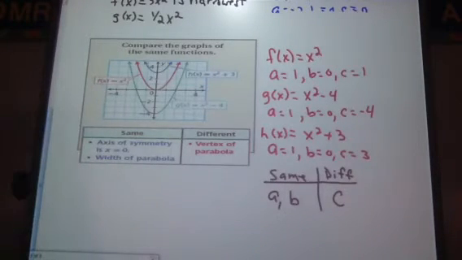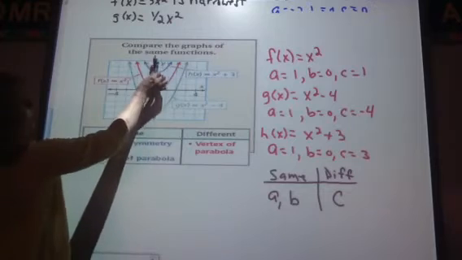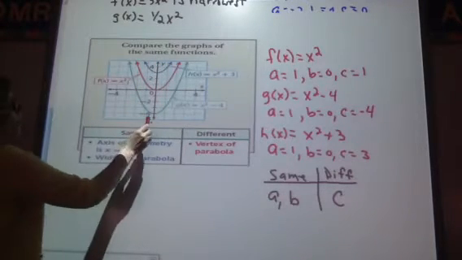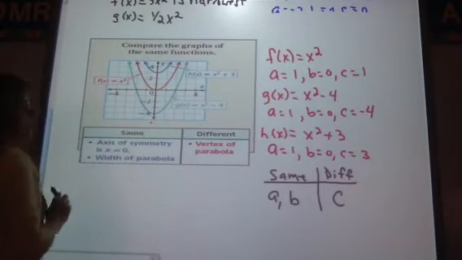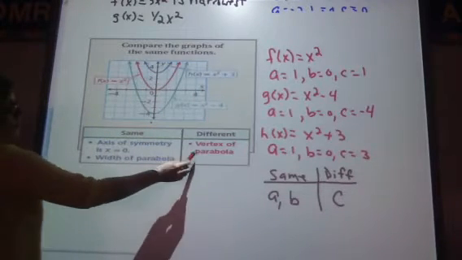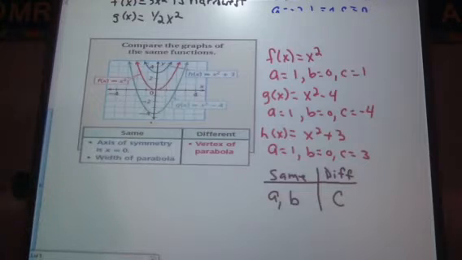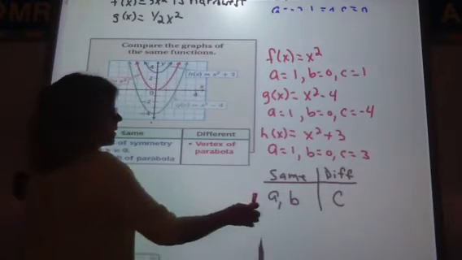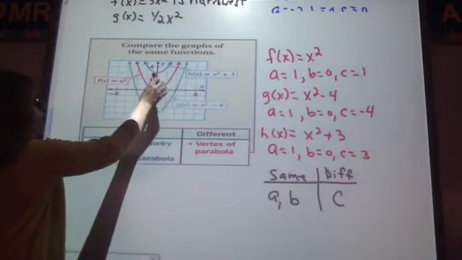Okay, so what's the same? The axis of symmetry is right here at 0. All right, their vertex is no longer the same. They're all different. The vertices of the parabolas are all different. All right, so whether it's narrow or wider, because A is the same, they're all going to be the same.